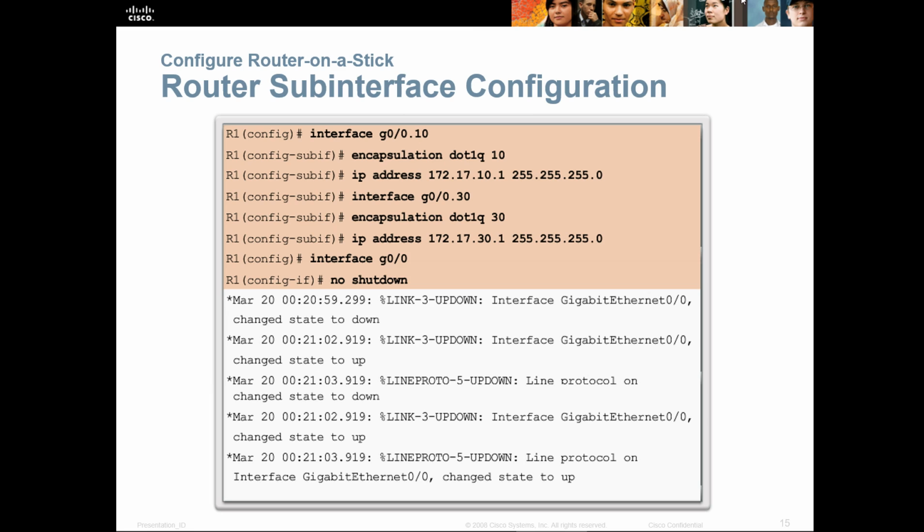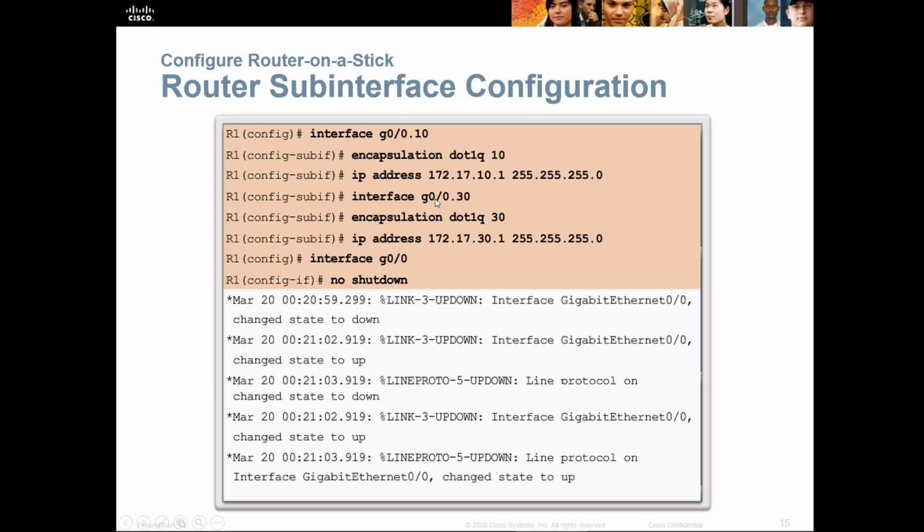An example would be interface G0/0.10. That created the .10 subinterface. We would encapsulate it using encapsulation dot1q. Next would be what VLAN is allowed on that subinterface. That would be VLAN 10. Afterwards, assign it an IP address and a no shutdown. That's it. You go on to the next one.